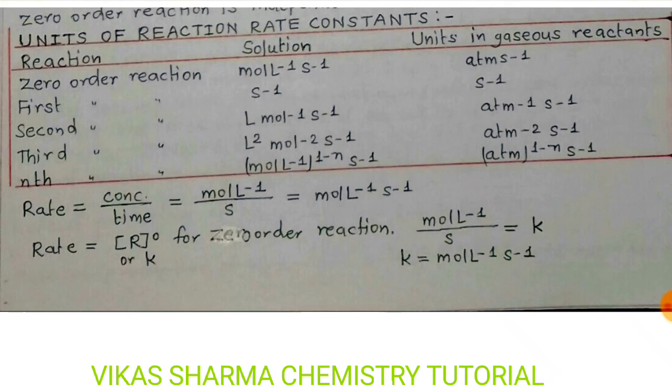Rate is equal to concentration upon time, meaning mole per liter upon second. So it's mole per liter per second, meaning zero order reaction. So rate is equal to k for zero order reaction, mole per liter divided by second, is equal to k, or k is equal to mole per liter per second. So by this formula we can calculate the order of a reaction.